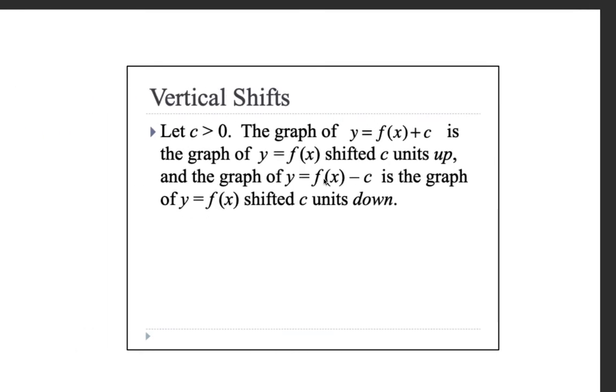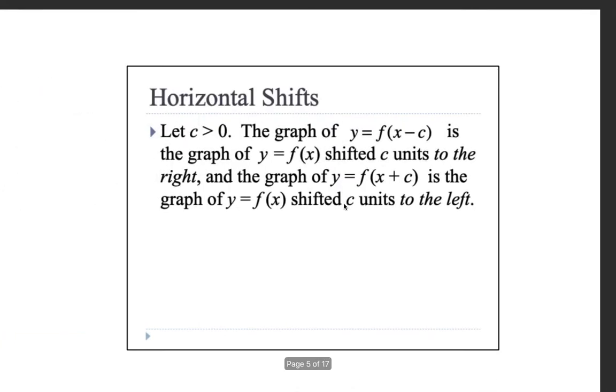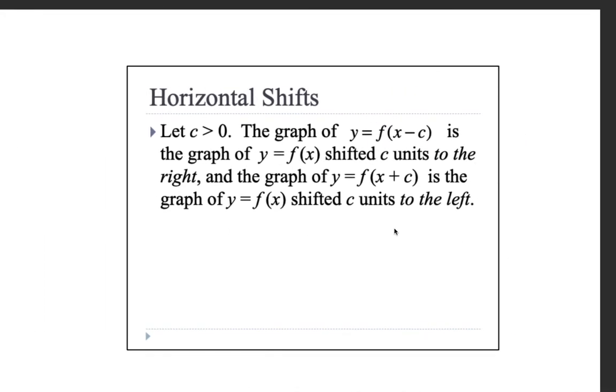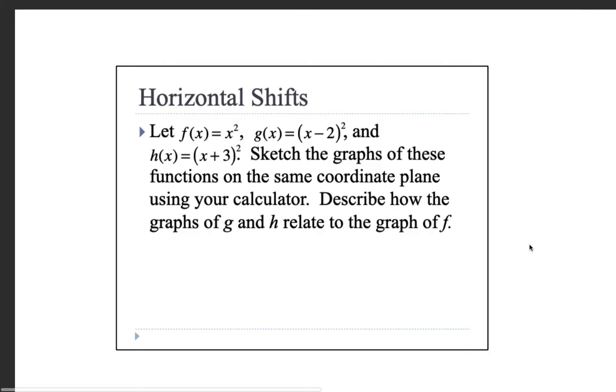All right, so that is a vertical shift. That's how that works. Now let's look at horizontal shifts. Okay, so we want to graph f of x equals x squared, and then we're also going to graph g of x, which is x minus 2 quantity squared, and h of x, which is x plus 3 quantity squared.